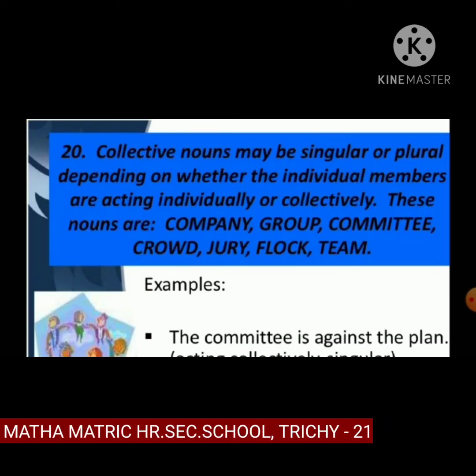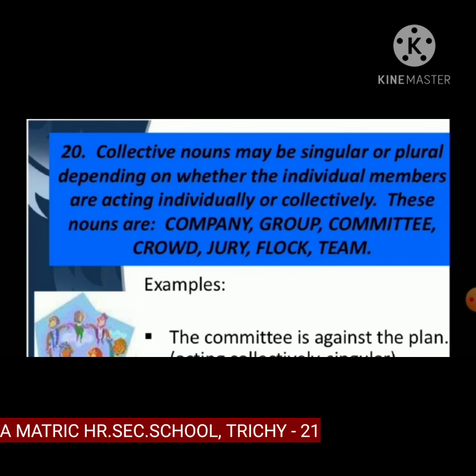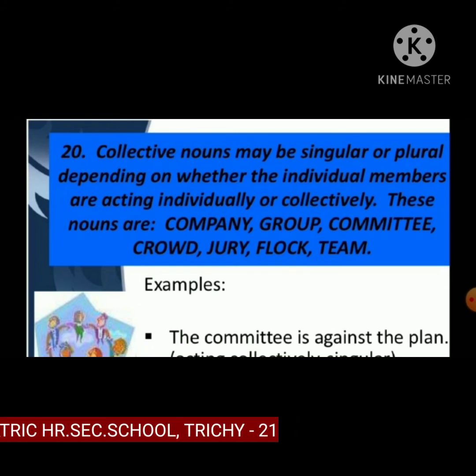Collective nouns may be singular or plural depending on whether the individual members are acting individually or collectively. These nouns are company, group, committee, crowd, jury, flock, team. For example, the committee is against the plan. So you have to consider it singular here.